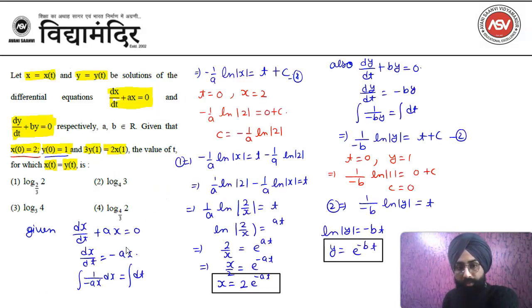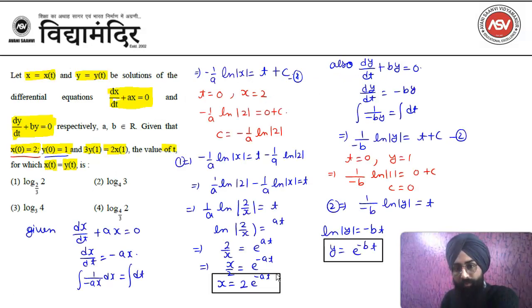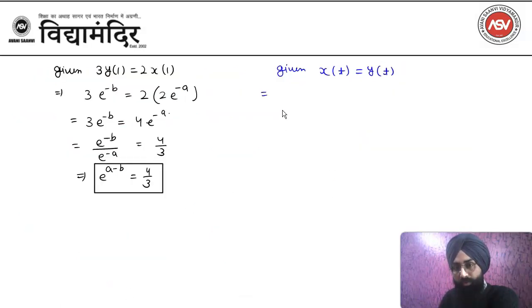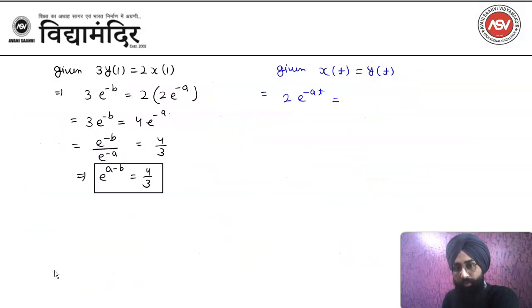Now they have asked here that you have to find the value of t when x t is equal to y t. So we will just equate these two and try to find the value of t. So another thing given here, given x t is equal to y t, the value of x t is given here. We have found it, twice of e raised to power negative a t is equal to the value of y, which is e raised to power minus b t.